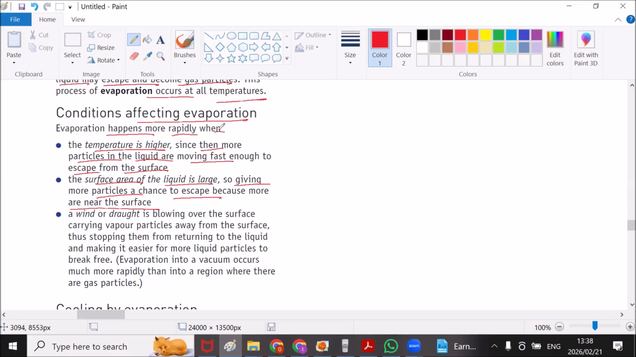Evaporation happens more rapidly also when there is a wind or a draft blowing over the surface, carrying vapor particles away from the surface, thus stopping them from returning to the liquid and making it easier for more liquid particles to break free. Evaporation into a vacuum occurs much more rapidly than into a region where there are other gas particles.